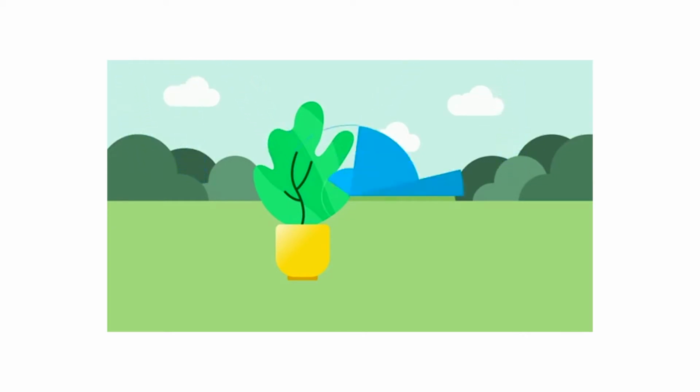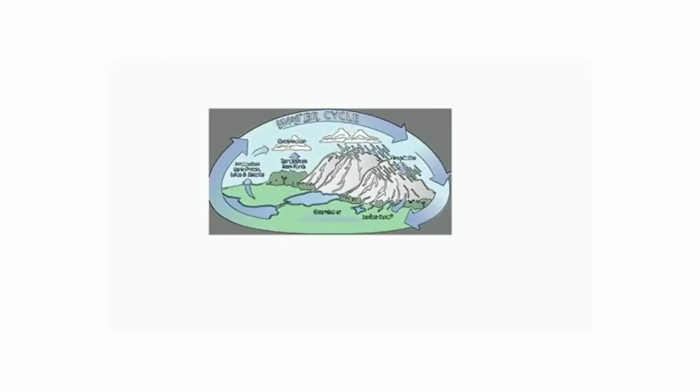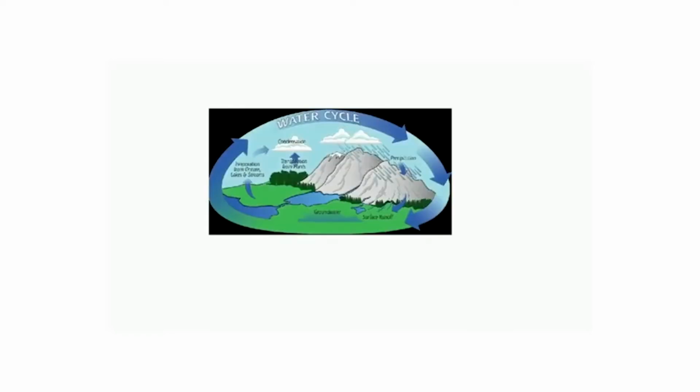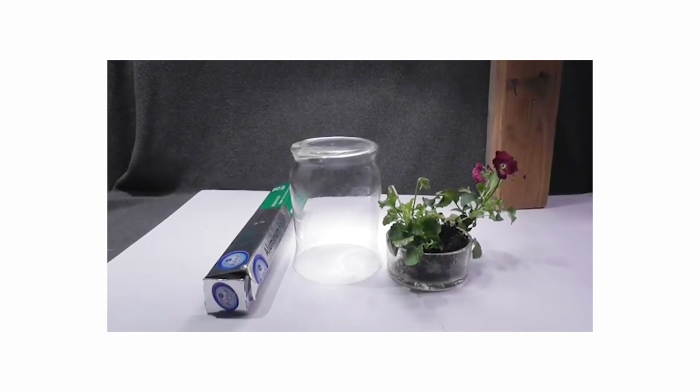This process of water movement through a plant and its evaporation from its aerial parts is an important part of the water cycle. Let's take a look at transpiration in real life. Okay, here's my setup for the demonstration of transpiration.